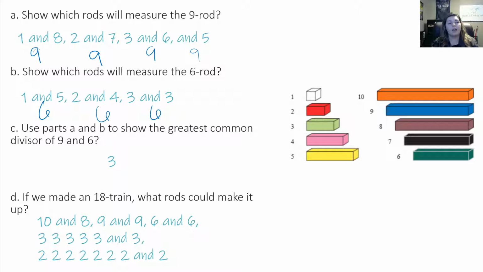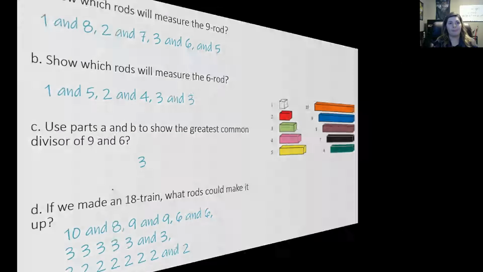So moving along, we can see that if we made an 18 train, what rods would make it up? So we know 10 and 8. So 10 and 8 are factors. 9 and 9 are factors of 18. 6 and 6 are factors of 18. And then we can see here 3 plus 3 plus 3. 3, 3, and 3 are factors of 18. And then all of these 2's here are also factors of 18.